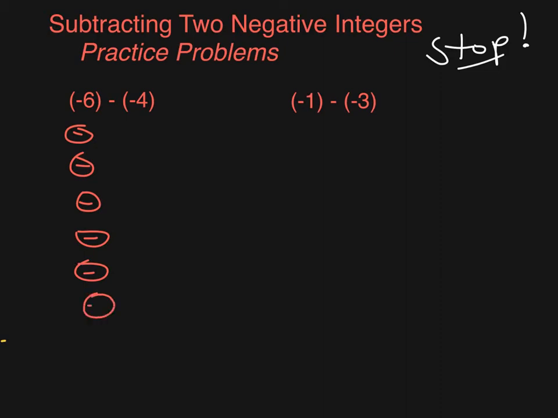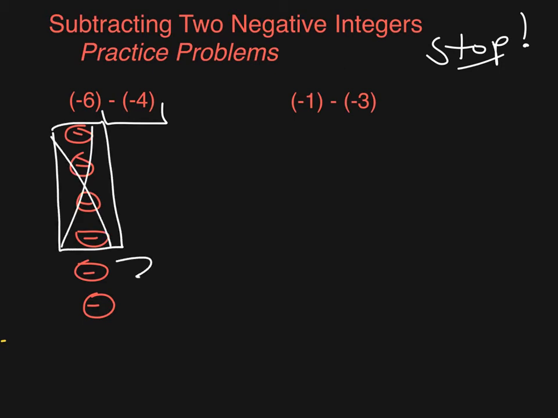This tells me to take away 4 negative chips. So here's the 4 I'm going to take away. And there's my answer, -2.